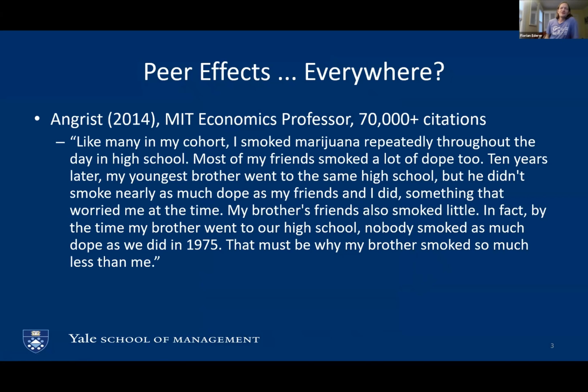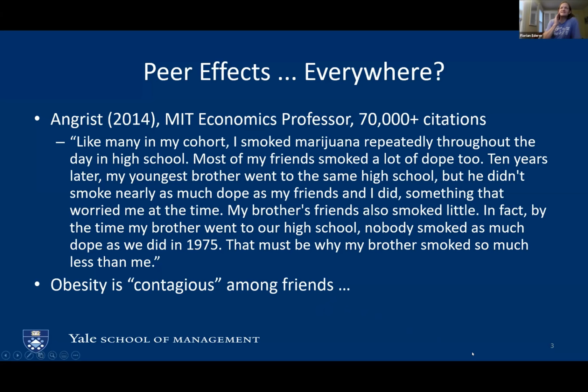I often show, when I teach this paper to my MBA students, a quote from Josh Angrist in his review piece on peer effects. He talks about how he smoked a lot of dope in high school, and suddenly all his friends also smoked a lot of dope, but somehow all of that was gone. And of course, one couldn't easily infer that that was all due to peer effects, but rather it may have been just changes in the environment.